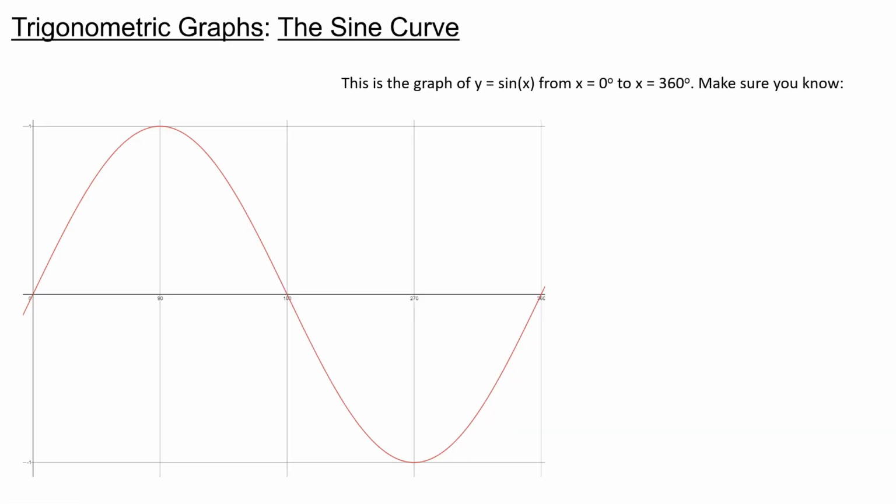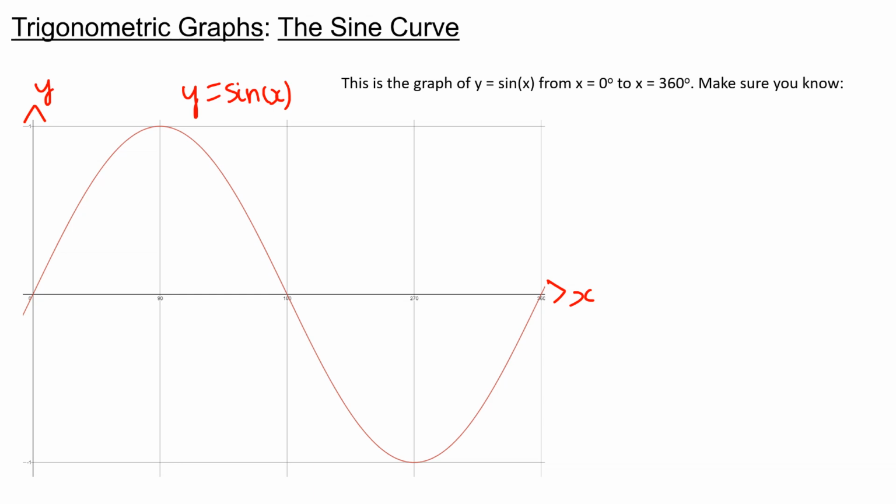This is the graph of the sine curve from 0 degrees to 360 degrees. To see what's going on, we first of all notice that we have our y-axis and our x-axis, and the curve is given by y is equal to sine of x.